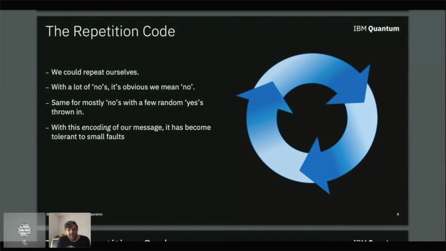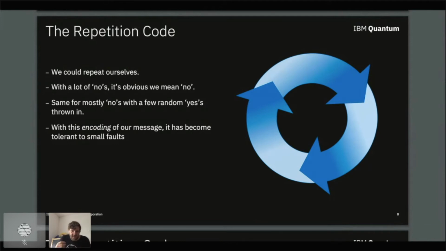And once a person has heard that, then even if there's some interruptions in that signal, it's pretty obvious you're saying yes. And if you say, no, no, no, no, why are you even asking me that? Then it's pretty obvious that you're saying no. So adding in more information, repeating it many times, ensuring that there is some redundancy is a way of encoding our message. It's taking our message and expanding it to something bigger such that it becomes tolerant of small faults.